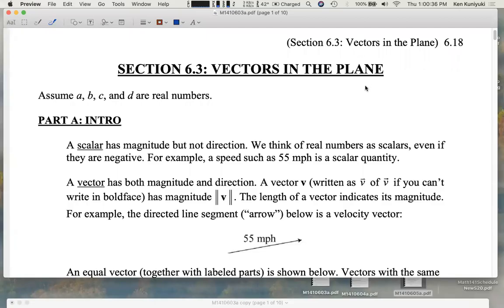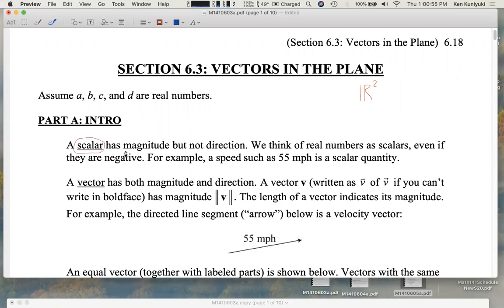Hi everyone, this is section 6.3 on vectors in the plane in R2. In your Math 252 class, you'll talk about vectors in 3-space, R3. So first of all, before we talk about vectors, we need to talk about scalars.